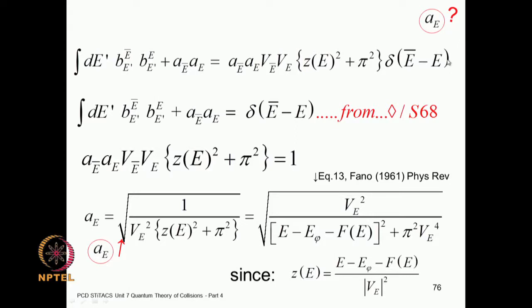We wanted to know what is the weight factor in the configuration interaction mixing. So, this is the weight factor, and this now comes out as a square root of 1 over V square Z square plus pi square. So, here you can write Z, because we know what Z is, E minus E phi minus F over V E square. So, you can rewrite in terms of this function of E instead of Z. So, this is your weight factor A.